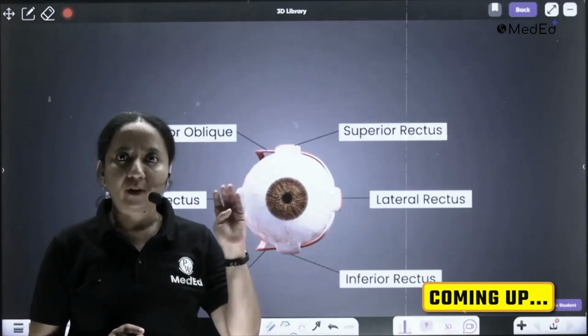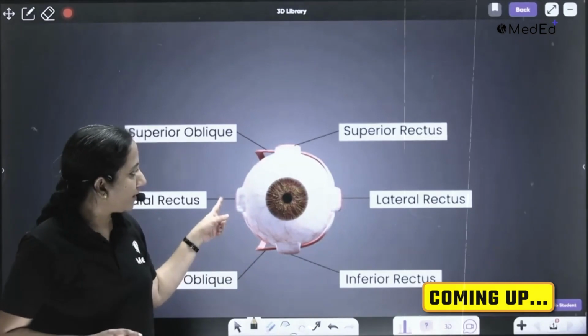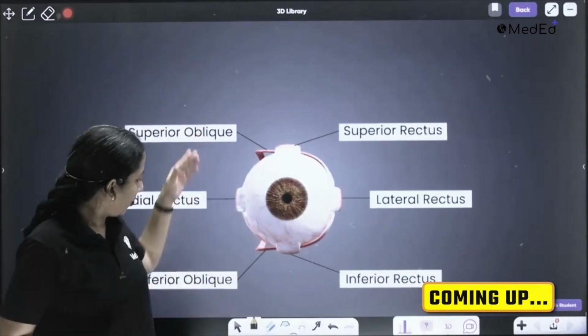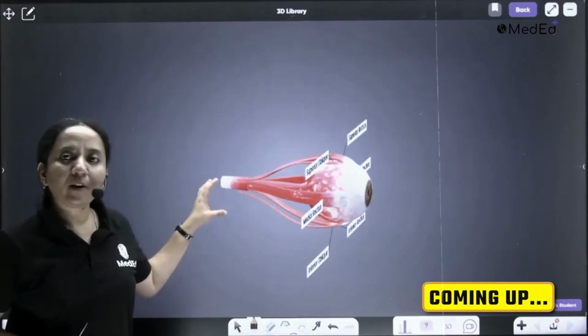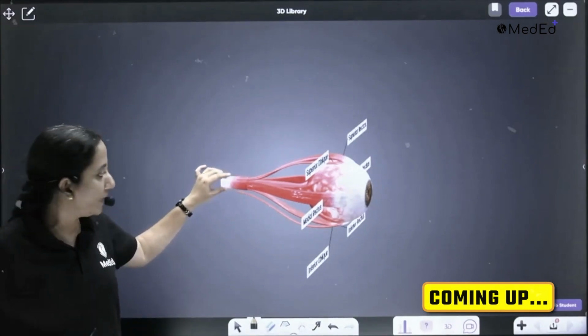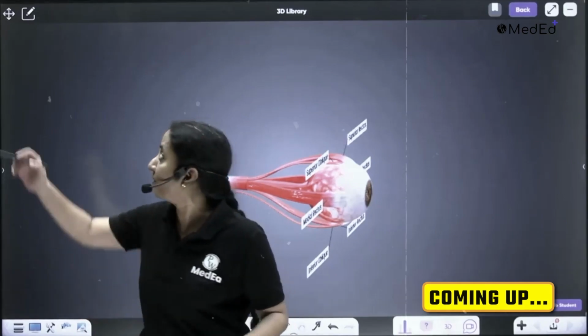We have four rectus muscles, that is, the superior rectus, the inferior rectus, the medial rectus and the lateral rectus, and we have two oblique muscles, that is superior oblique and inferior oblique. The four rectus muscles arise here at the apex of the orbit from a tendinous ring which is called the annulus of Zinn.